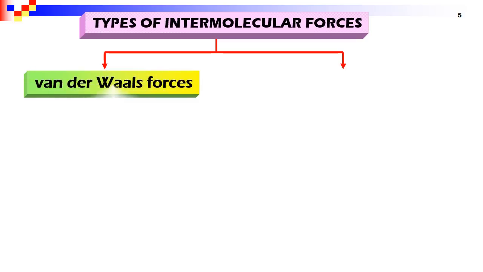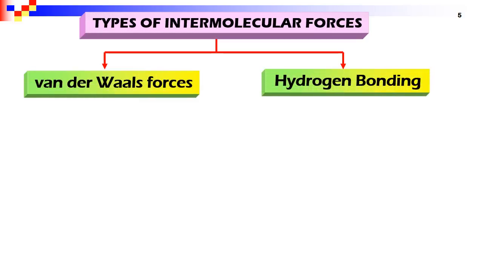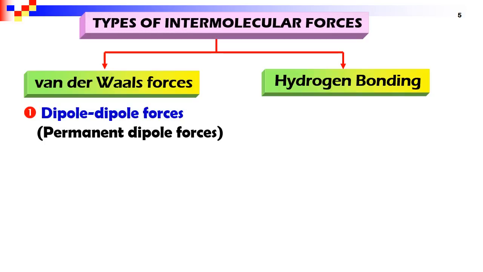Let's move on to the types of intermolecular forces. Basically, there are two types of intermolecular forces. The first, van der Waals forces and the second hydrogen bonding. There are two breakdowns of van der Waals forces. The first is the dipole-dipole forces or permanent dipole forces. And in our syllabus, it is written as dipole-dipole interaction. Any one of these terms can be used as they are all similar.